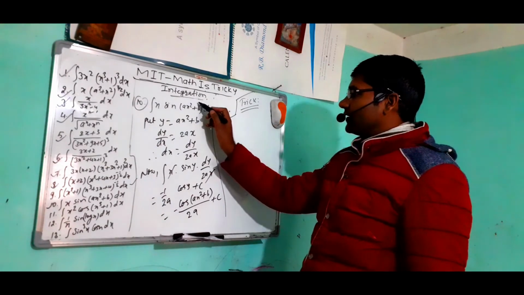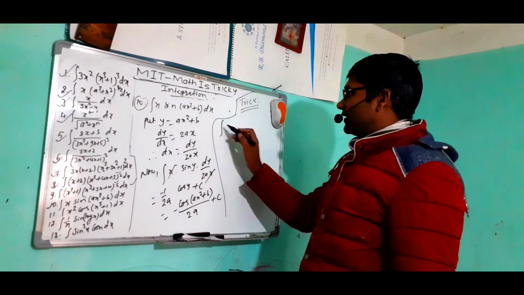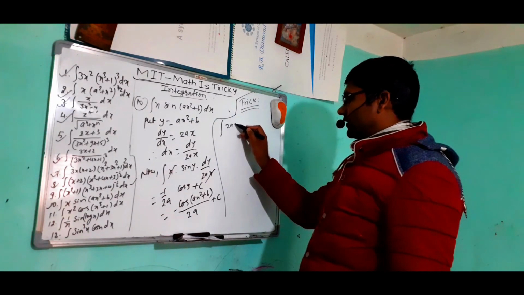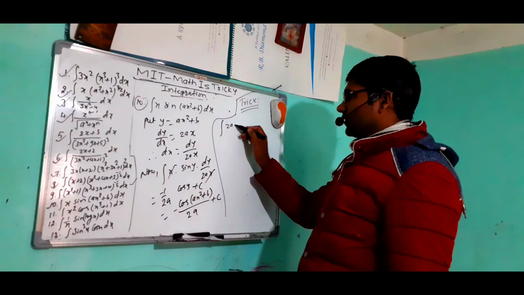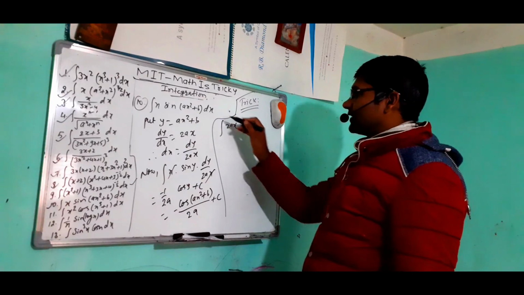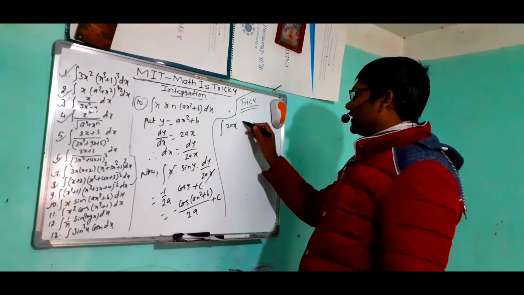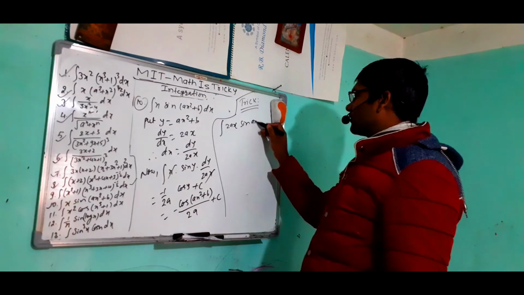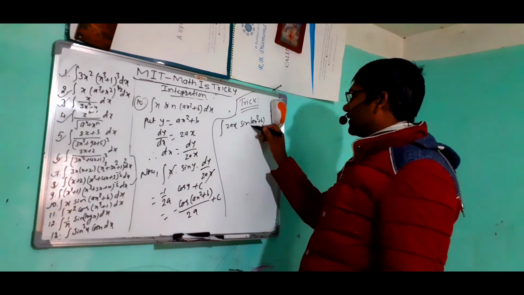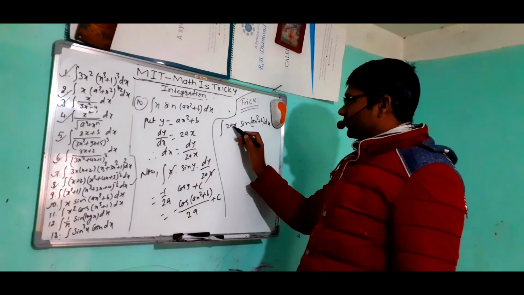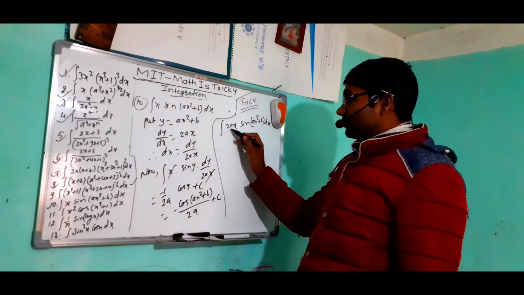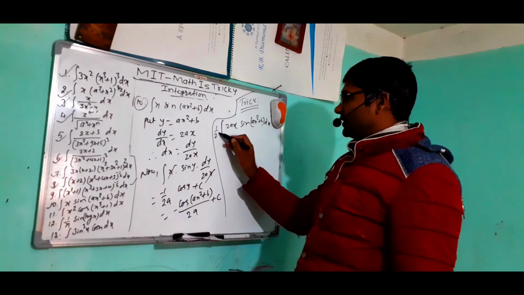So first you write the derivative of this angle. It is 2ax. Derivative of this angle. Then write here sine(ax² + b) dx. Now, so we don't have this 2a to balance this, we'll write here 1 by 2a.